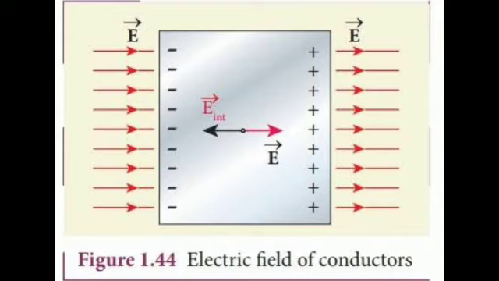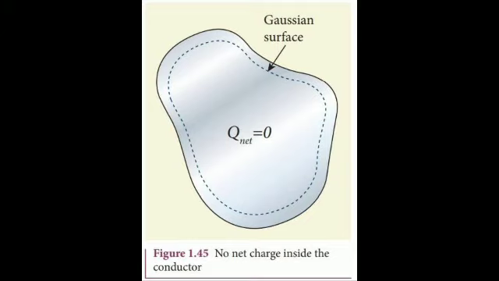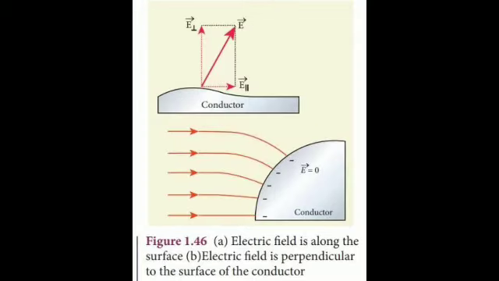The electric field is 0 everywhere inside the conductor. This is true regardless of whether the conductor is solid or hollow. The next, there is no net charge inside the conductors. The charges must reside only on the surface of the conductors.